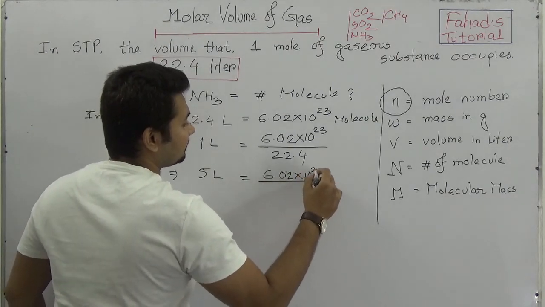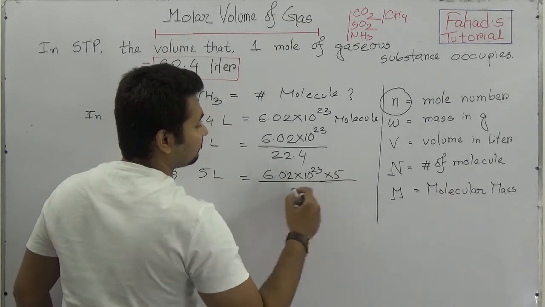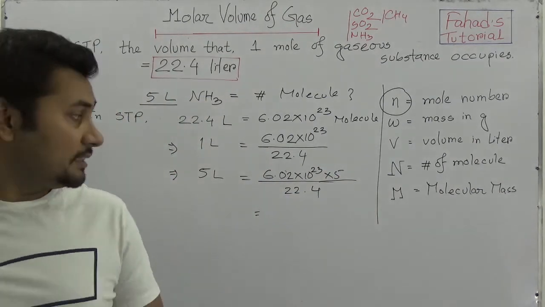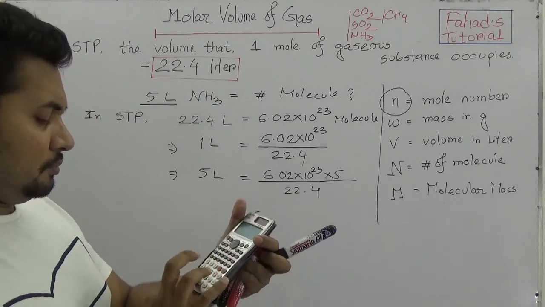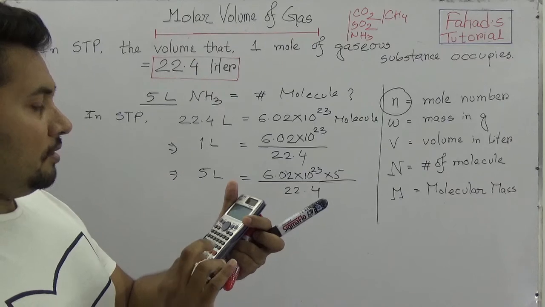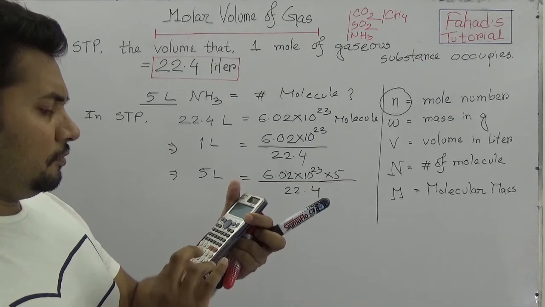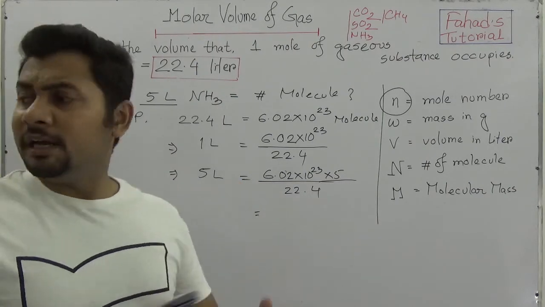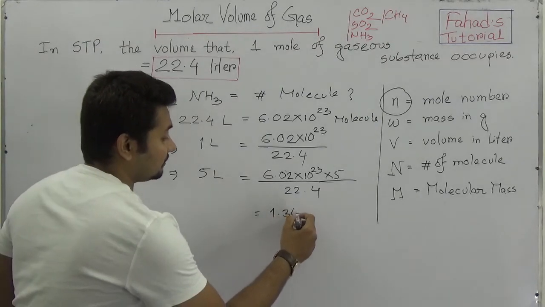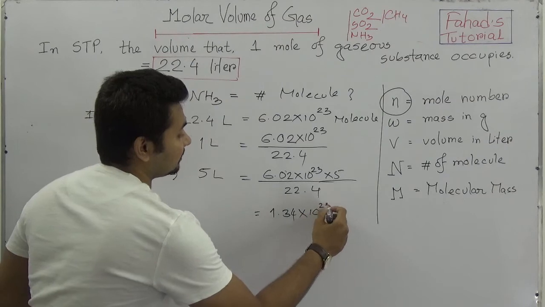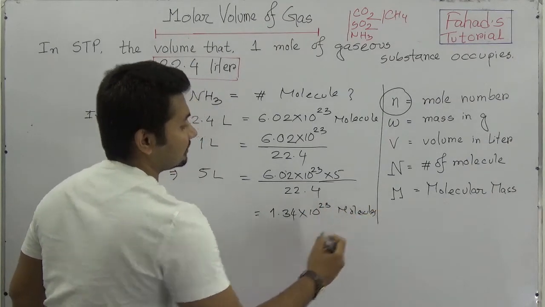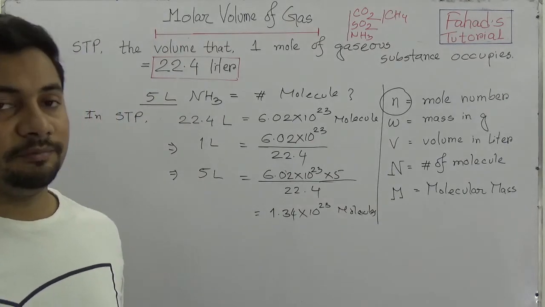6.02 times 10 to the power 23 times 5 by 22.4 liter, and the answer is, I need to use my calculator, 6.02 times 10 to the power 23 times 5 divided by 22.4 is 1.34 times 10 to the power 23. So 1.34 times 10 to the power 23 molecules are present in 5 liter ammonia.